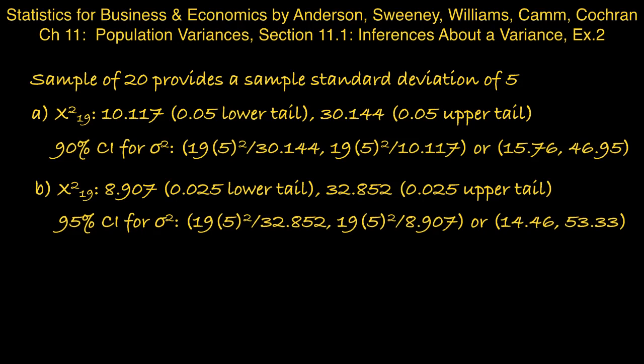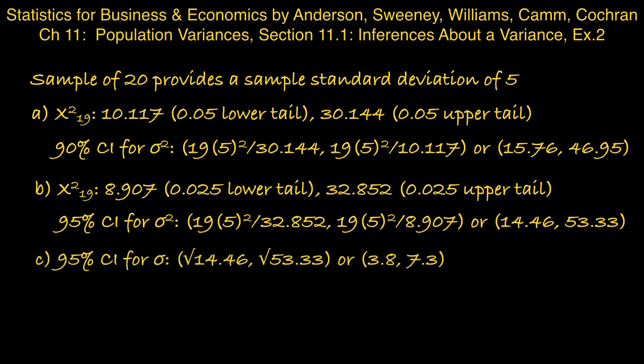We can just take the square roots of the endpoints of the interval from part B, and so the 95% confidence interval for sigma goes from 3.8 up to 7.3.